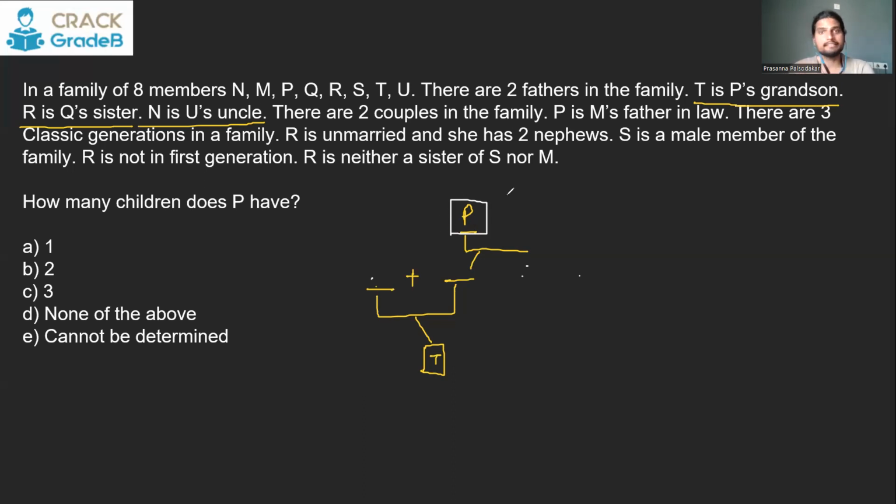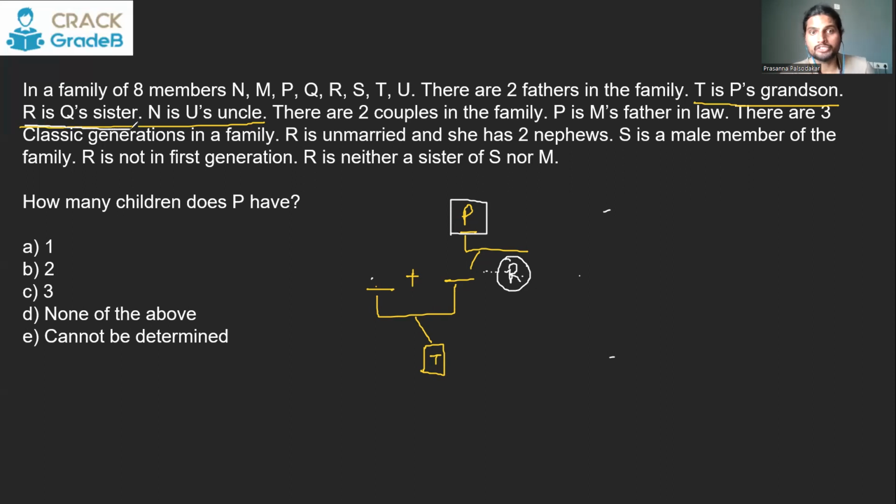So see, now there are three generations. R is not in the first generation, neither can R be in the third generation because she has two nephews. That means R has to belong in the middle generation. So R being the unmarried person, the married person has to be the sibling of R, and R is a female. Now she has two nephews. Now it says S is a male member of the family. R is neither sister of S nor of M. Now we can focus on this statement here.